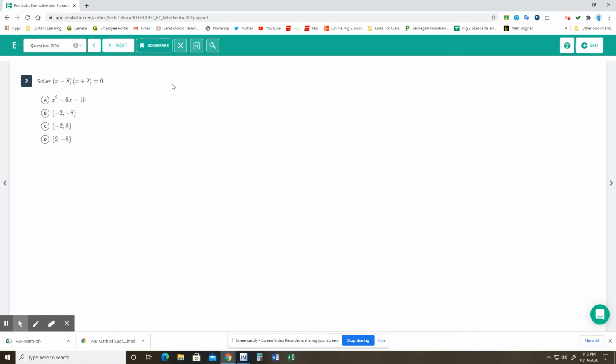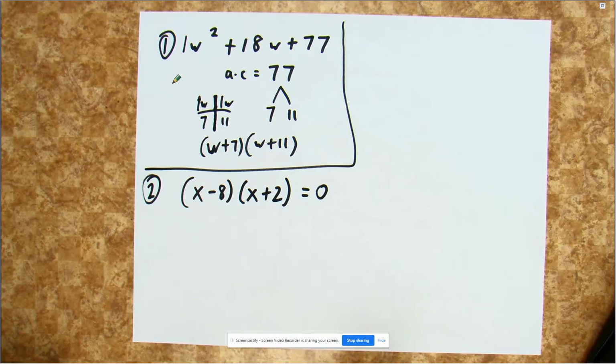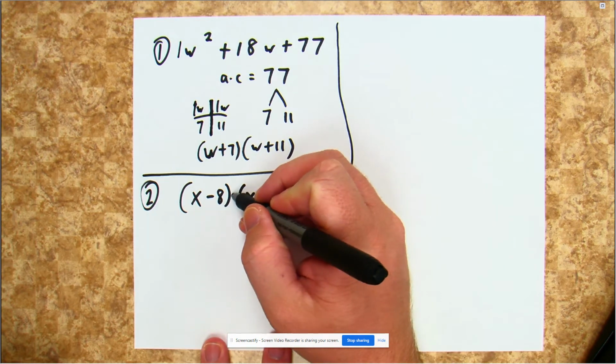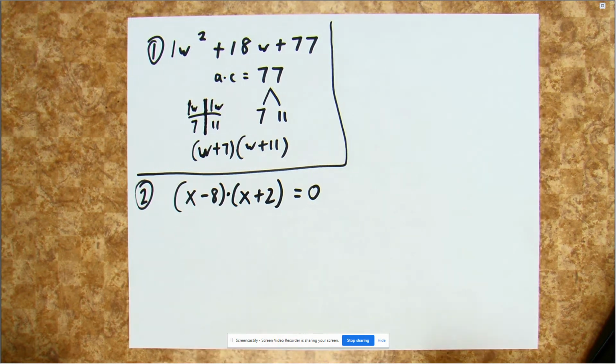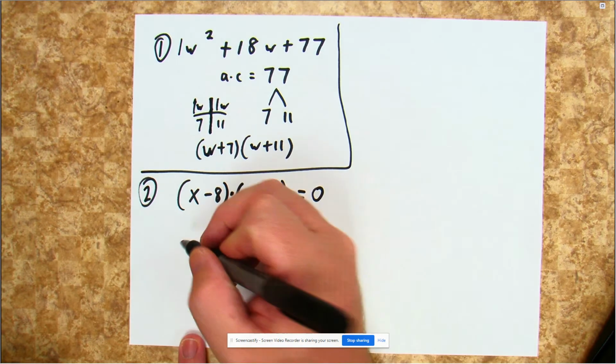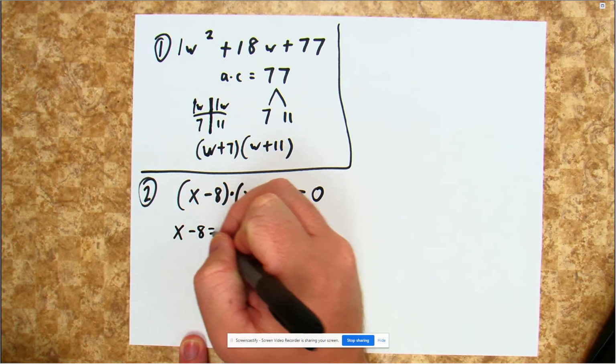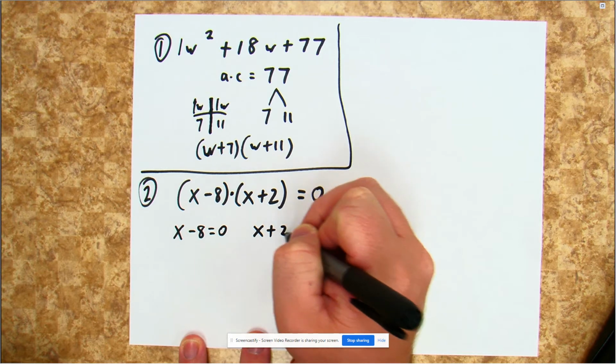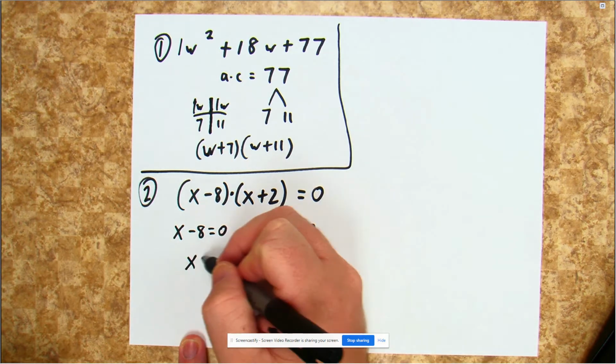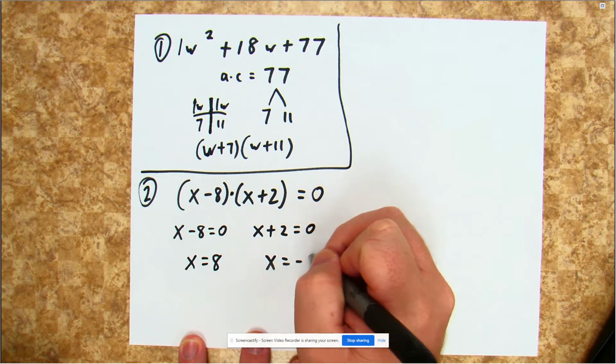Question number 2. They're asking for you to solve this. Now, just for the sake of argument, I am going to write this down on my piece of paper. But the wonderful thing about number 2 is that it is already factored for you. And since it is already factored for you, all you have to realize is, well, there's something times something equal to 0. Zero product property. I would have to take each of those terms, set them equal to 0, and solve, which would give me answers of positive 8 and negative 2.